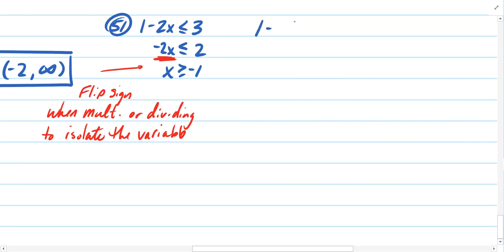Now we can look at this a different way. If I had 1 minus 2x less than 3, what if I subtracted 3 from both sides of the equation to move the 3 to the left, and then added 2x to both sides of the equation? I would end up with something that looks like this. And now when I divide by 2, this is a positive 2 that we're dividing by, we would end up with an answer that looks like this, negative 1 less than or equal to x.